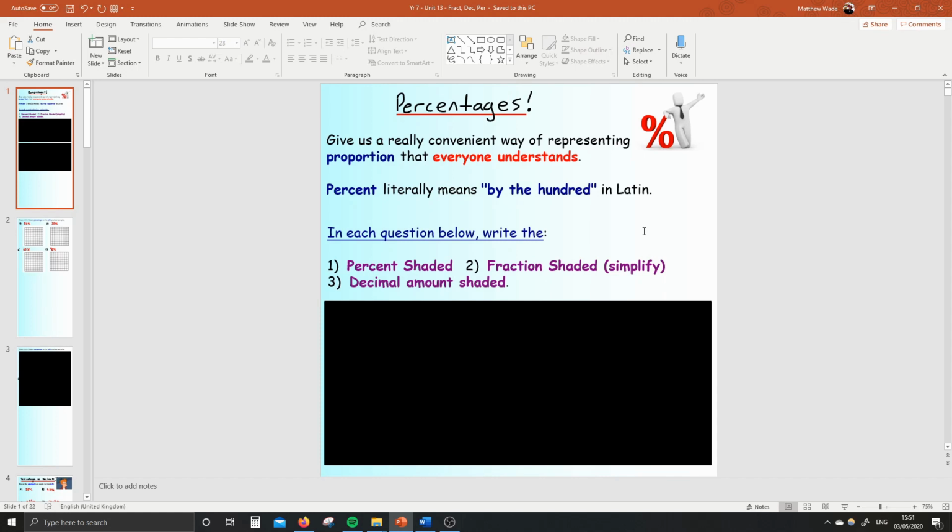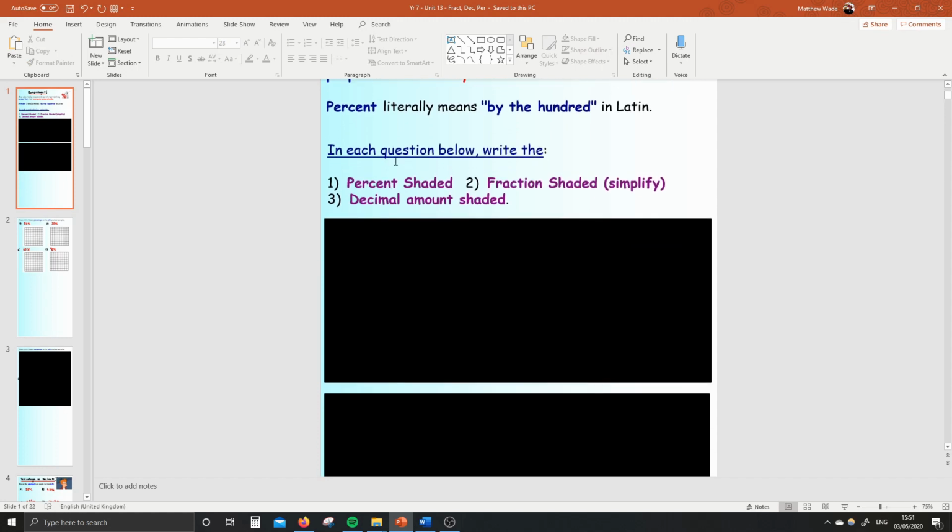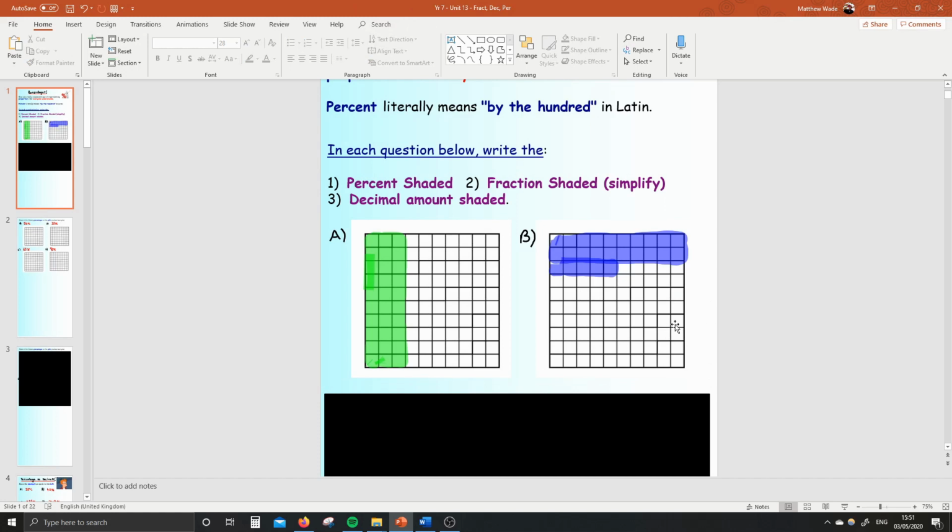They're used all the time in real life. You'll never ever escape percentages. They're one of the most used kinds of mathematical content that you're going to see. So to start off with, nice easy ones. Right here we've got, in each question, write the percentage shaded, the fraction shaded, but you've got to simplify, and the decimal amount shaded. So have a little look, and here we go.